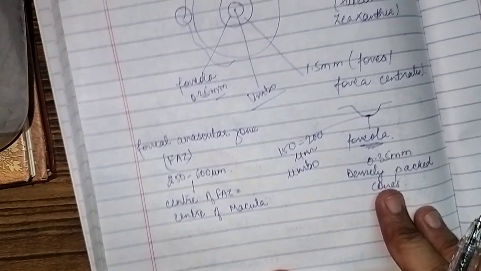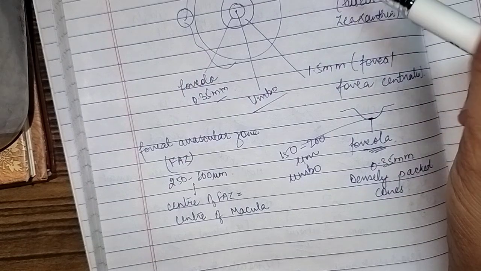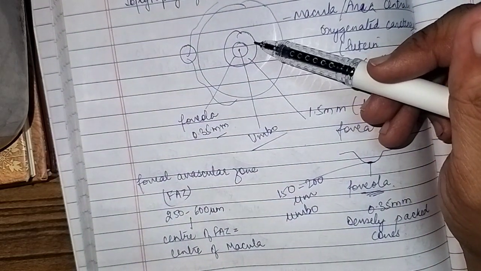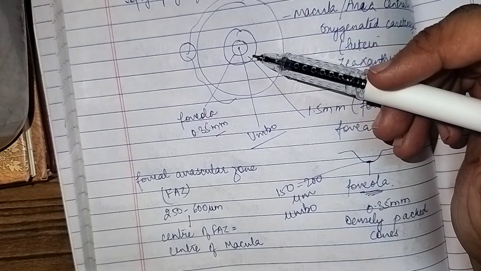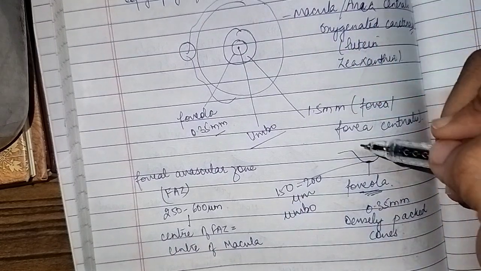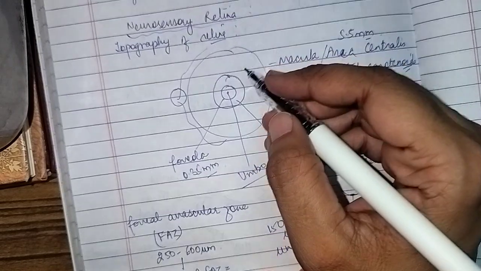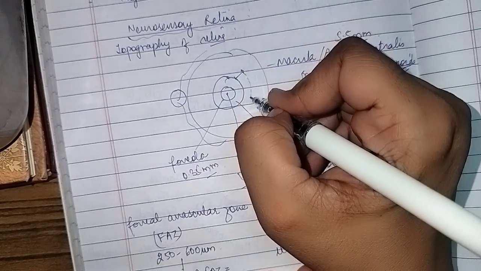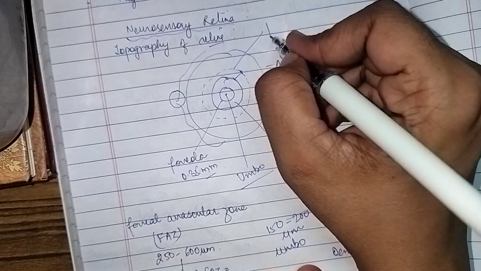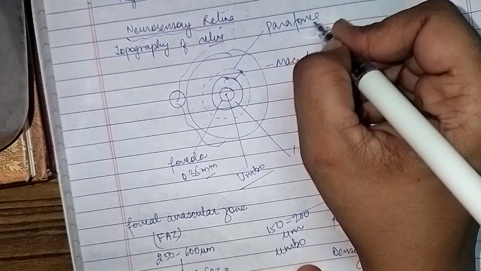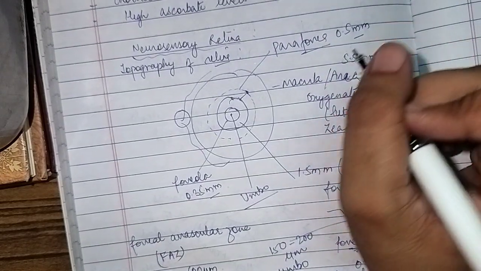So what happens is we have talked about the macula, then we have talked about the fovea or the fovea centralis. Then we have talked about the foveola and then the umbo. And then we have talked about the foveal avascular zone. Right? Now if we talk about the surrounding the fovea, there is a 0.5 mm wide ring. This is called as the parafovea. This is a 0.5 mm wide ring.